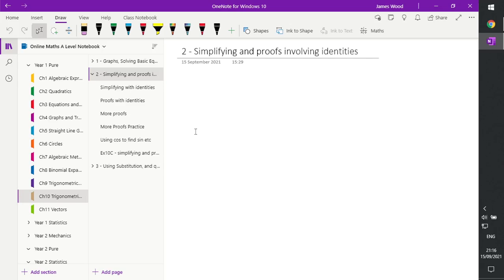In this second lesson on trigonometry, I want to focus on using those two identities that we derived last time from the unit circle. So that was sine squared theta plus cos squared theta equals 1, and also sine theta divided by cos theta equals tan theta. And I want to show you how we can use those to solve other problems or simplify other expressions.